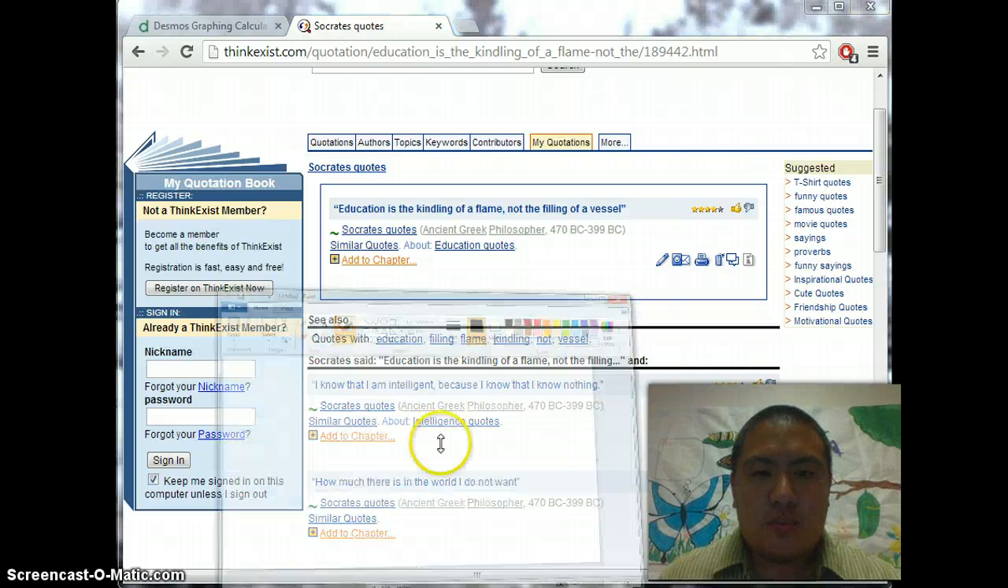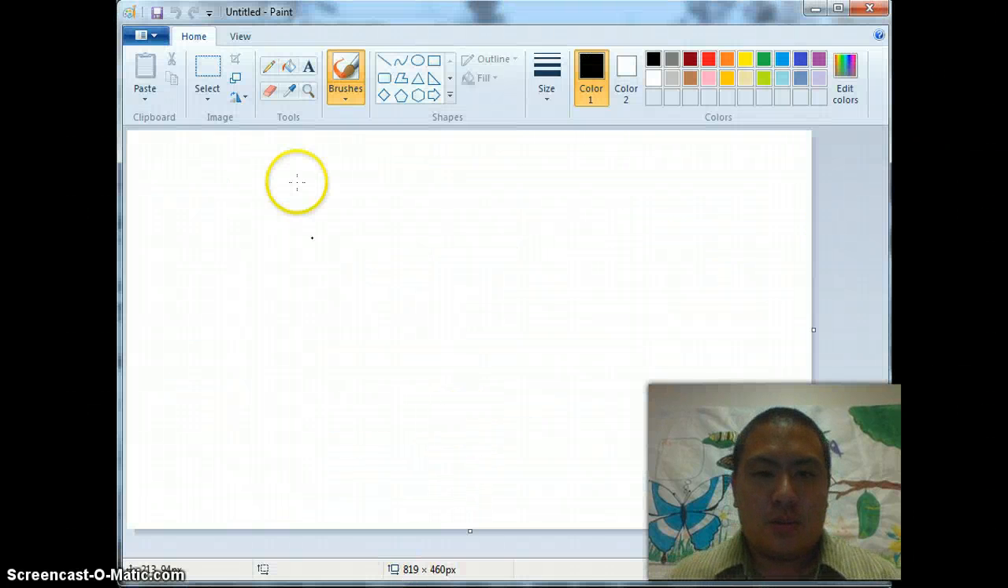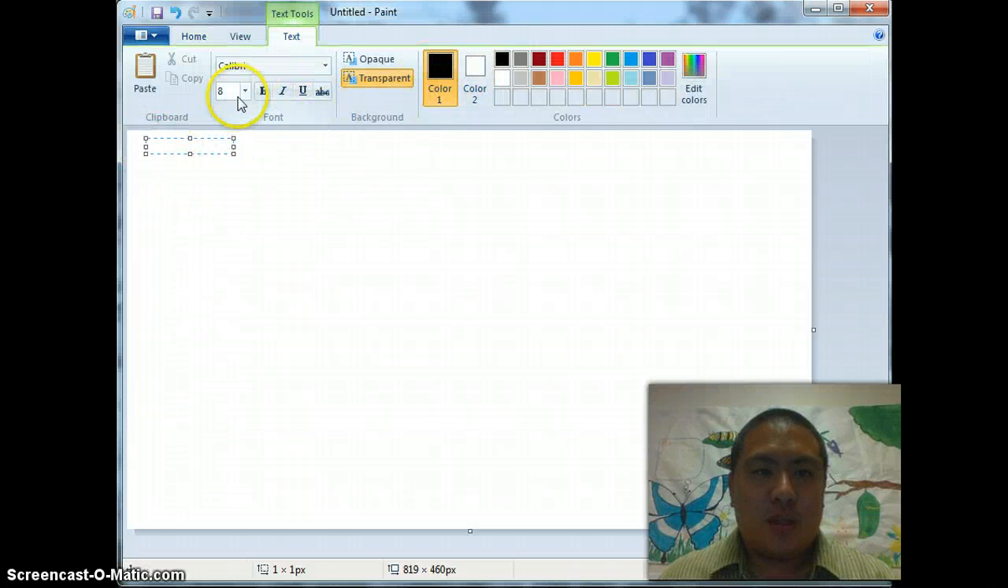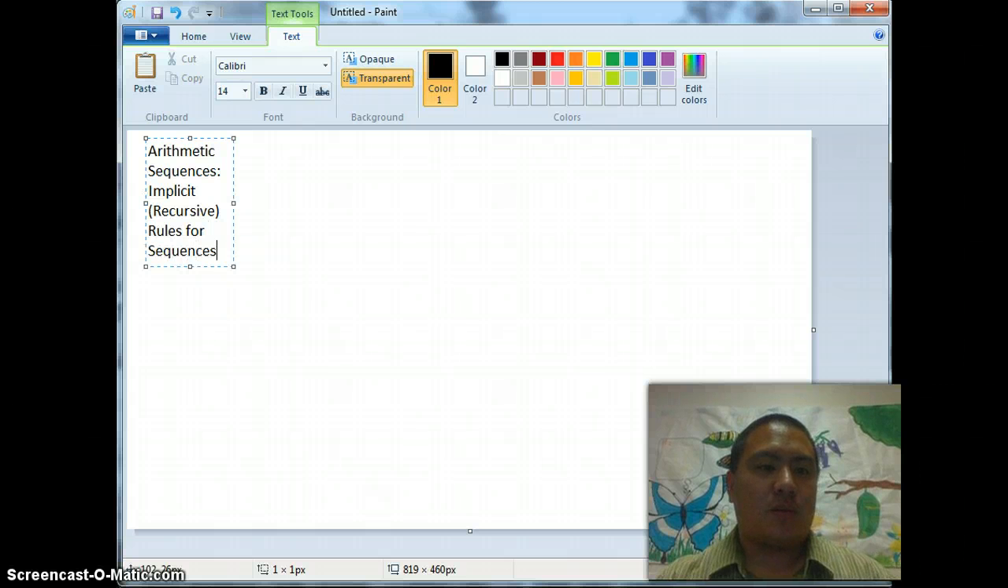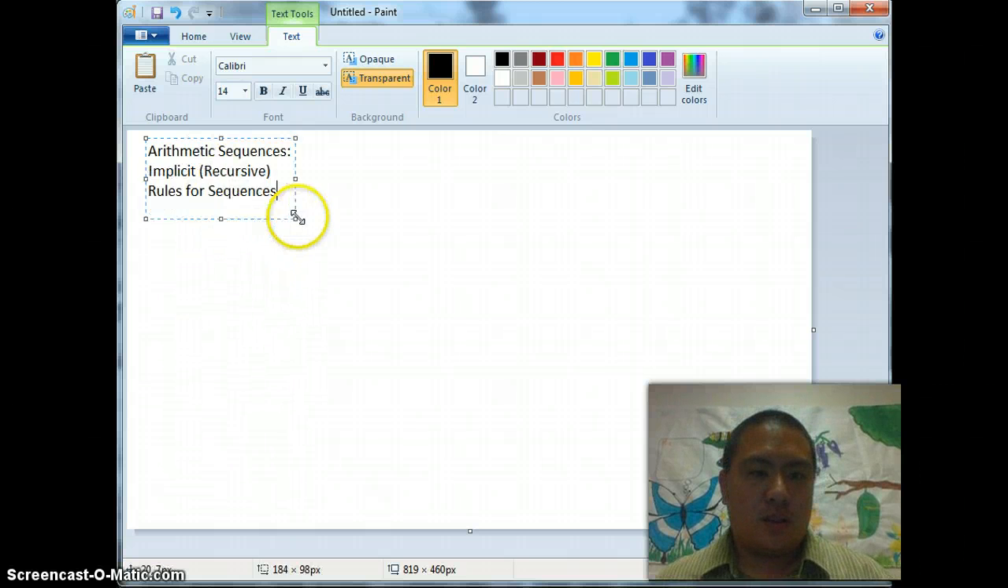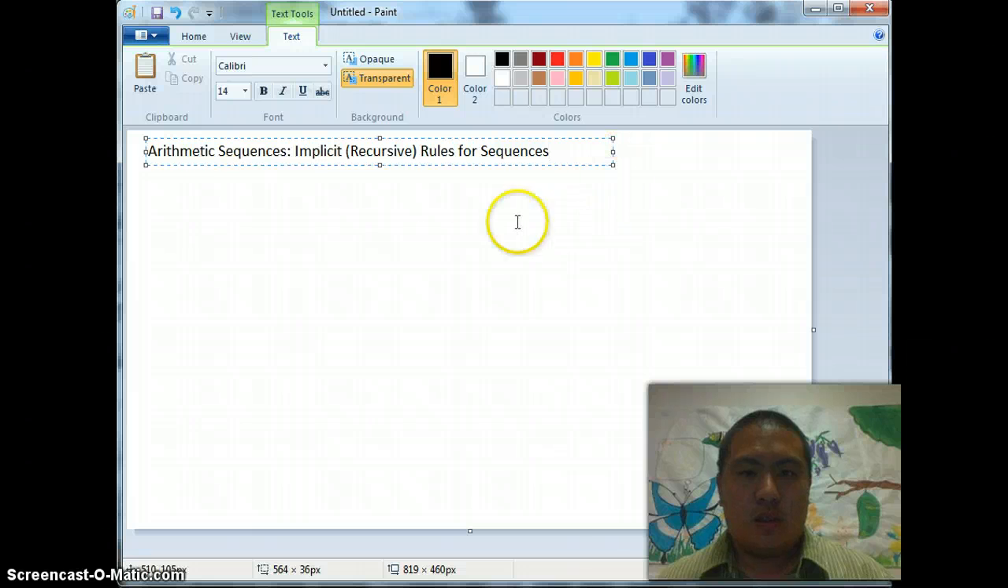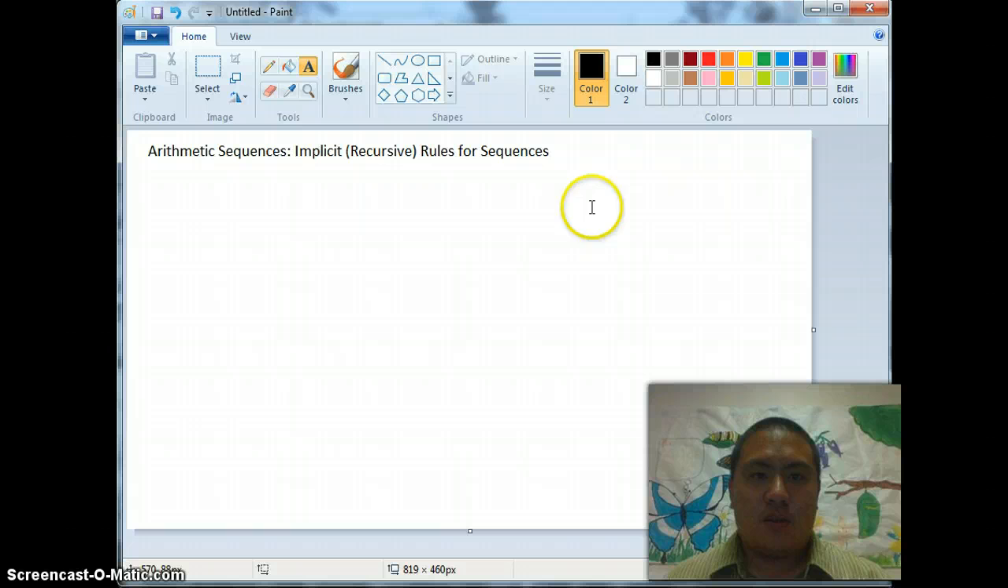So let's go ahead and pull up Paint again. I'll make this bigger. Arithmetic sequences, implicit, also known as recursive, rules for sequences. I don't like the way that looks. I like it better like this. Okay, so let's go ahead and leave out this text.